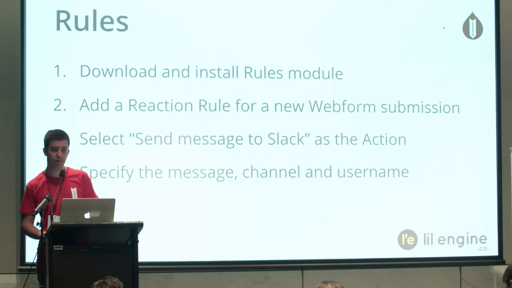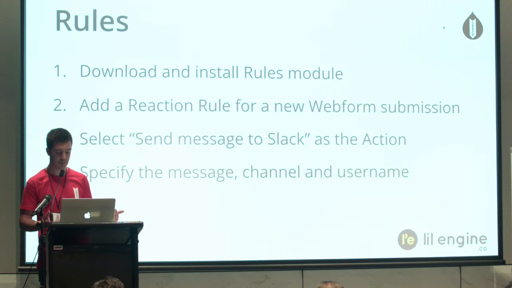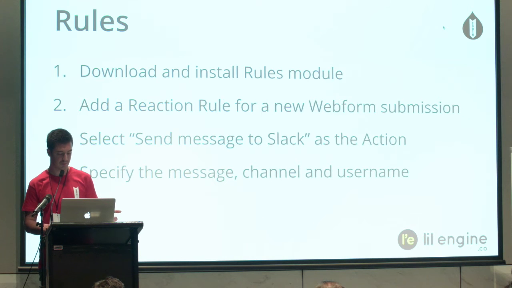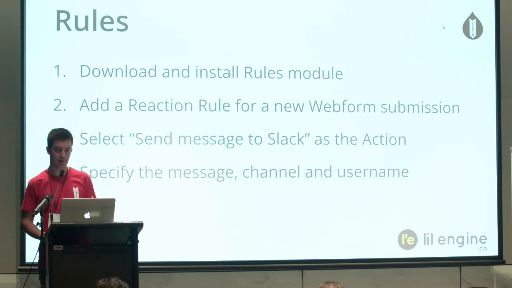Then you add a reaction rule. If you've never used rules before, you start off by adding a reaction rule. So when something happens, the rules module will do something for you. In our case, when a web form submission is made, we want the rules module to do something for us, which is the third step, the action. When you go into the actions section in rules, you can select send a message to Slack. And then you get to specify the message, channel, and username.